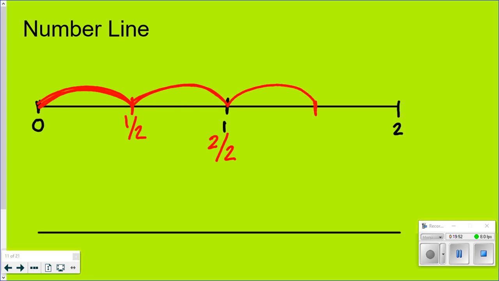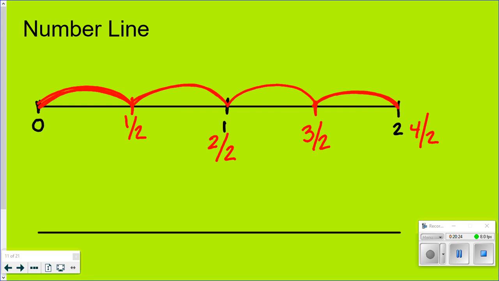And if we do another, what if we make another hop? Think about it and raise your hand, how many jumps have I done? How many 1/2 jumps have I done? Charlotte? 3. So where am I at? 3 halves. And then 4 halves. What if I did another one? 4 halves. AKA 2 wholes.